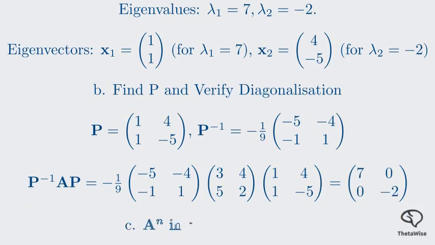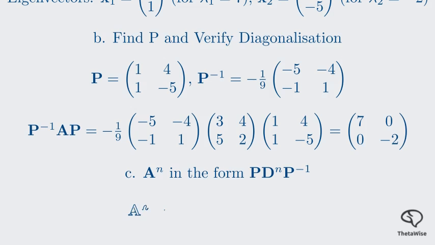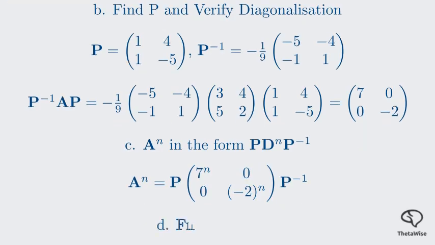Part C. General expression for A to the power of n. The general formula is A to the n equals P times D to the n times P inverse. D to the n is the diagonal matrix with the eigenvalues to the power of n. Part D. Finding P inverse A to the 13 P.